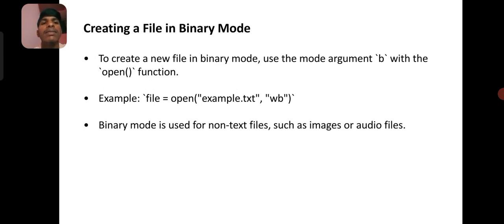Creating a file in binary mode. To create a new file in binary mode, use the mode argument b with the open function. Example: file = open('example.txt', 'wb'). Binary mode is used for non-text files such as images or audio files.